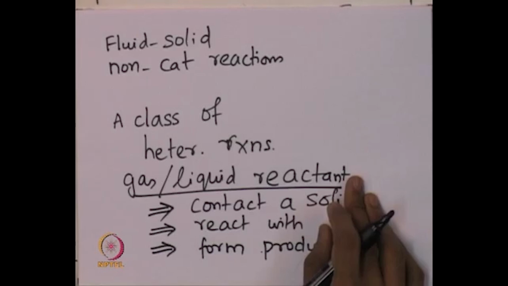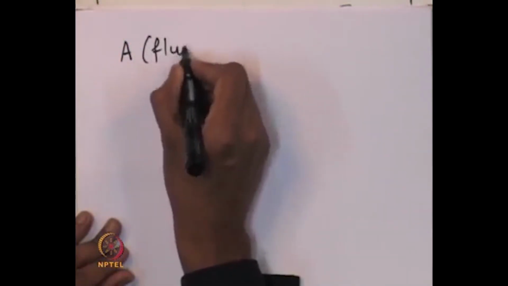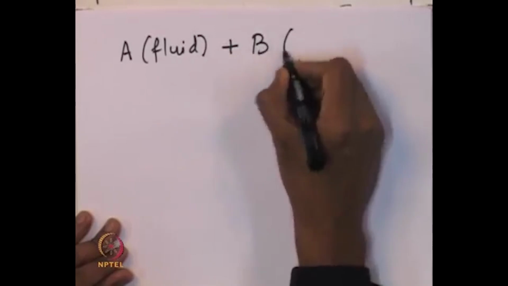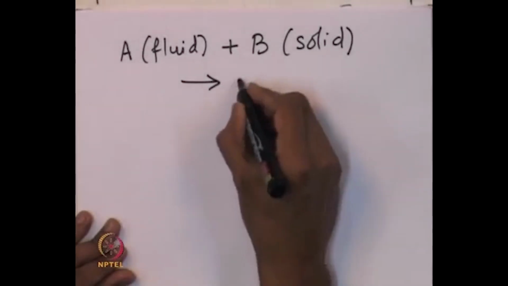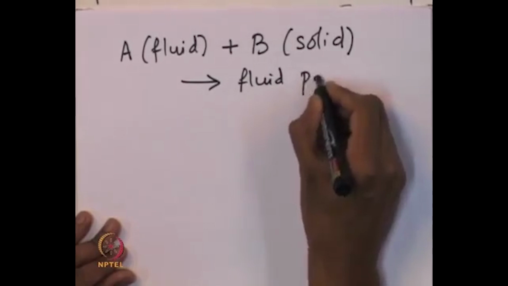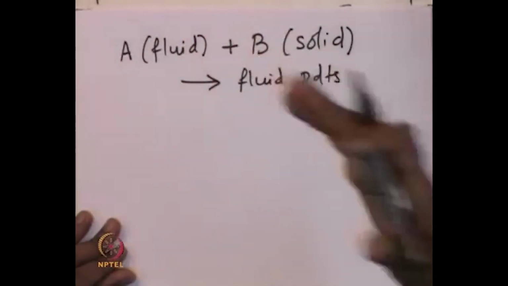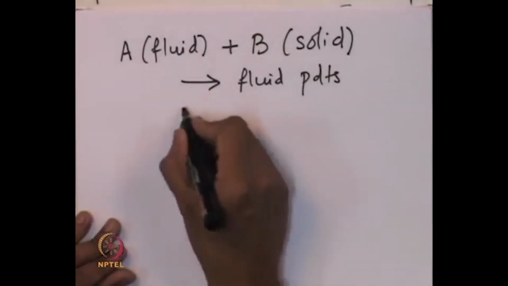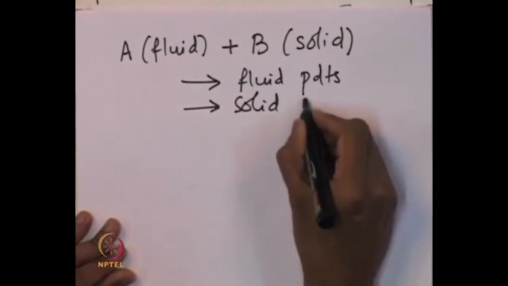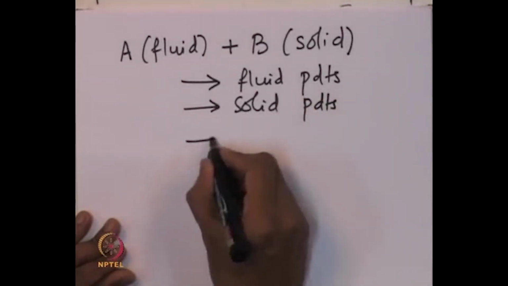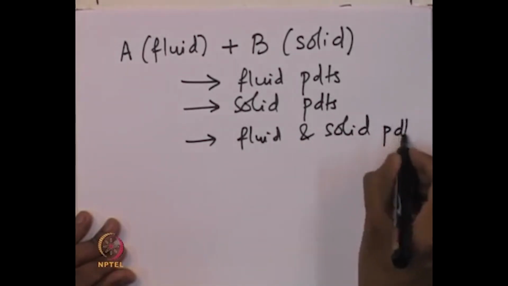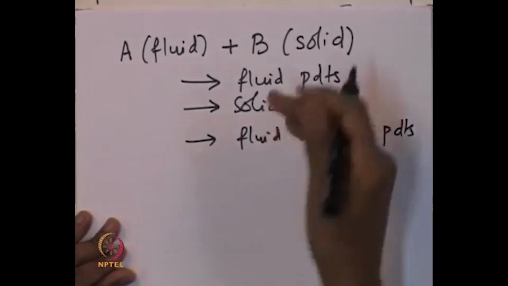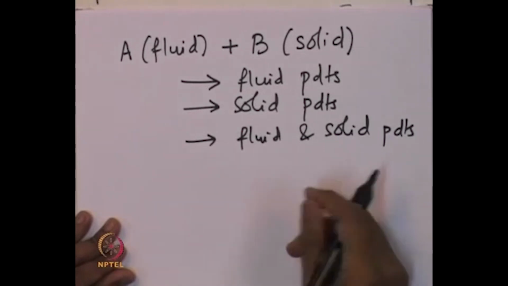In general, suppose there is a fluid A which may react with a solid B to form various types of products. There are various possibilities. One is that the product might be a fluid. So the fluid reacts with a solid B and forms a fluid product, or it might form a solid product, or it might form a combination of fluid and solid products together. Any of these 3 can occur in a fluid solid non-catalytic reaction.